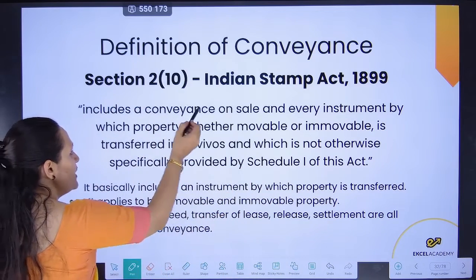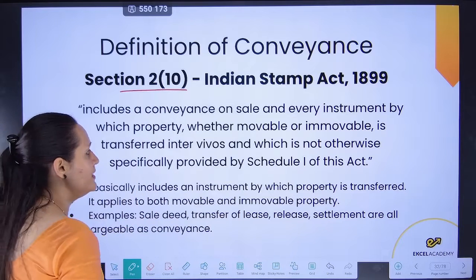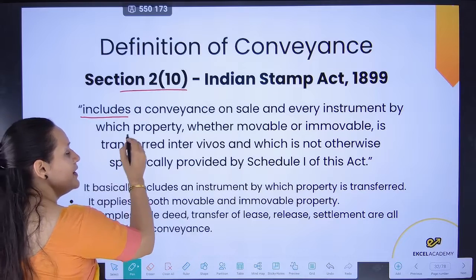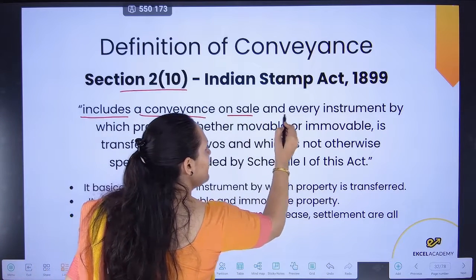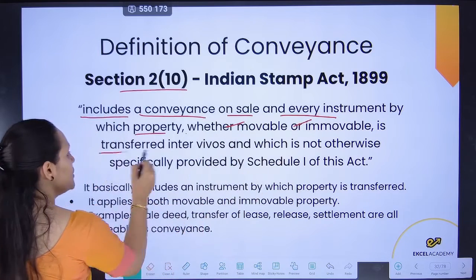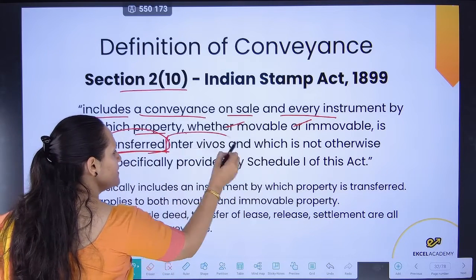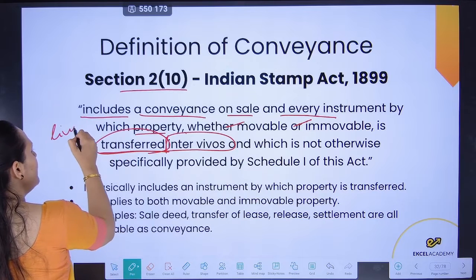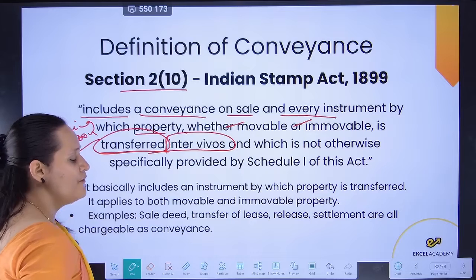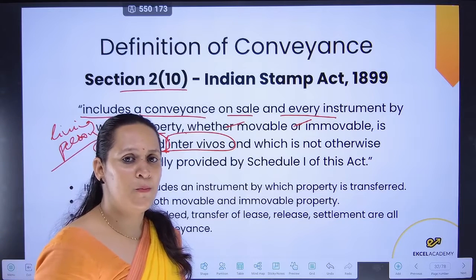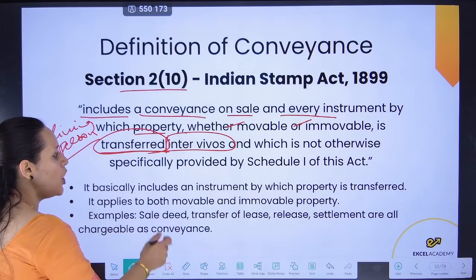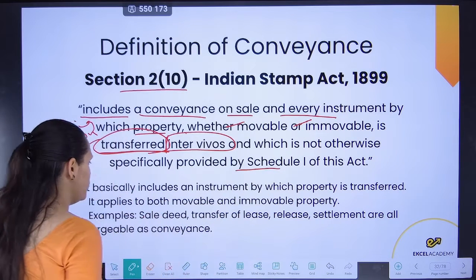According to the Indian Stamp Act, Section 2, Clause 10, conveyance includes a conveyance on sale and every instrument by which property, whether movable or immovable, is transferred inter vivos, that is, between living persons. Wherever we are going to transfer an immovable or movable property from one person to another, both being living persons, and which is not otherwise provided for under the schedule.